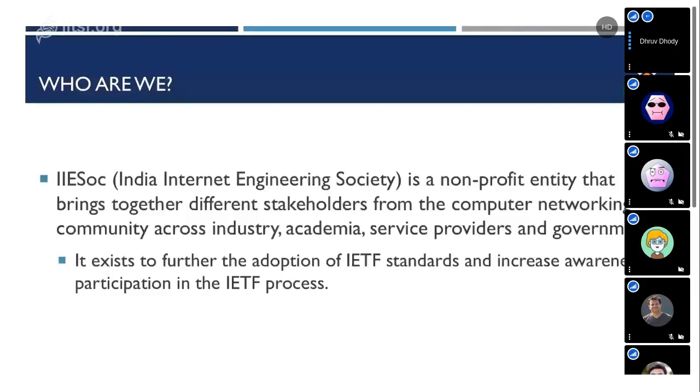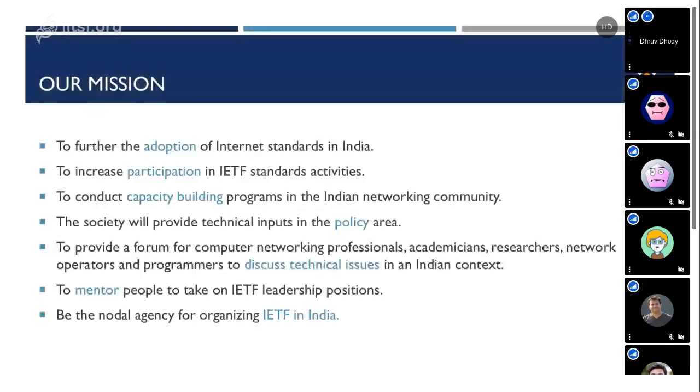So this is our mission statement, some of which is already covered in our previous introduction. We want to increase the adoption of internet standards in India, participation of Indians in IETF standard activities, and capacity building programs such as this webinar. We also want to work in the policy area with the government whenever they need any technical inputs from the right set of technical people working in that domain.